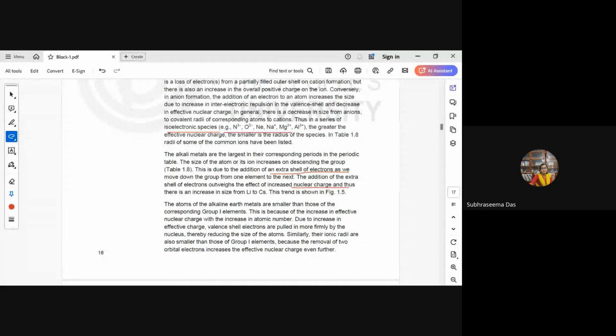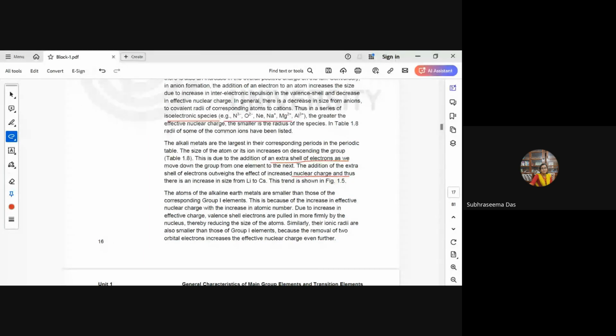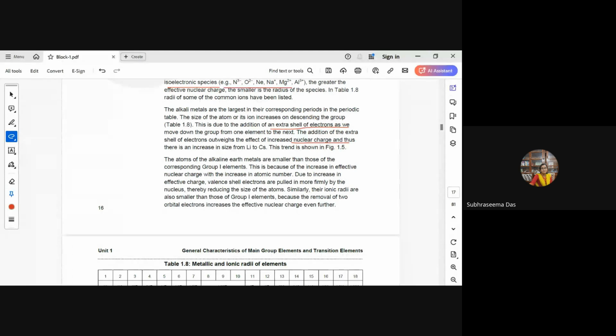and this also is because of the addition of one more shell going down the group. Now the atoms of the alkaline earth metals are smaller than those of the corresponding group 1 elements. We all know that as we go across a period, the size decreases. So when we compare the sizes of an alkali metal and an alkaline earth metal, the atomic radii and the ionic radii of the elements of group 2 are smaller than those of the corresponding group 1 elements.